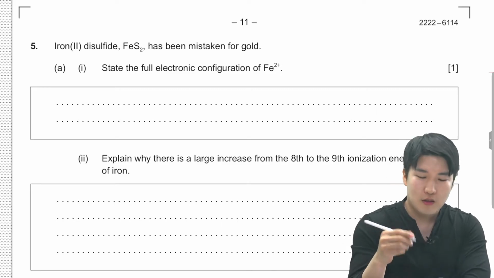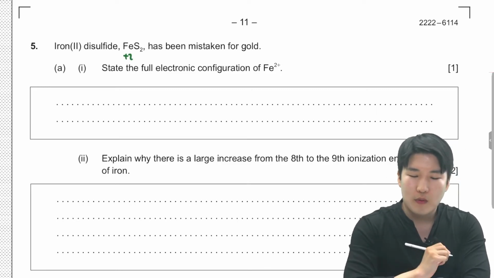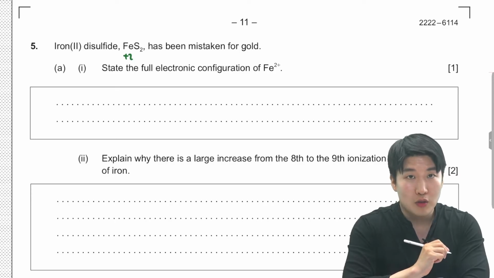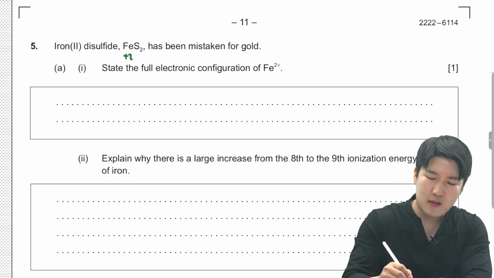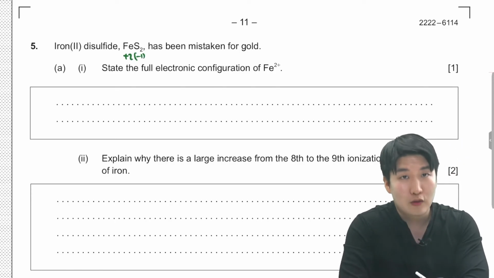Iron sulfide must be pretty shiny for it to be mistaken for gold. Iron 2 plus is ionically bonded to S minus 1, 2 sulfurs.